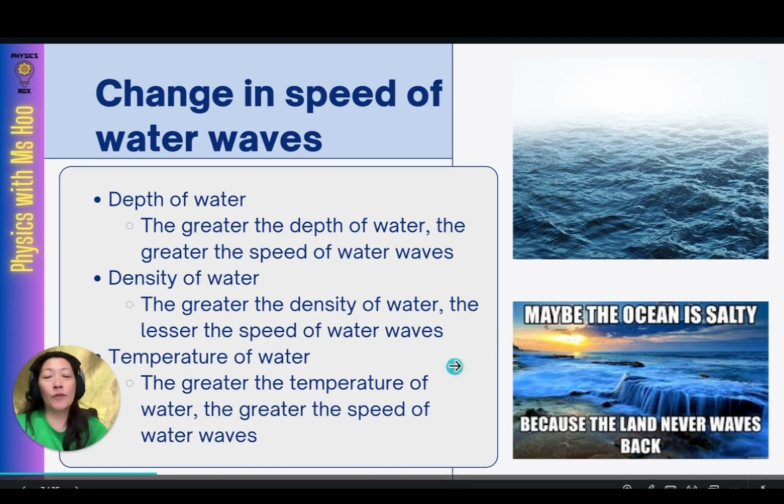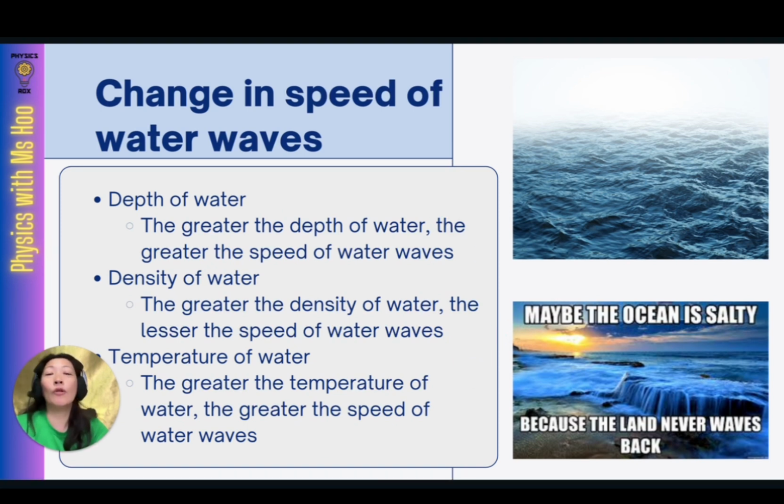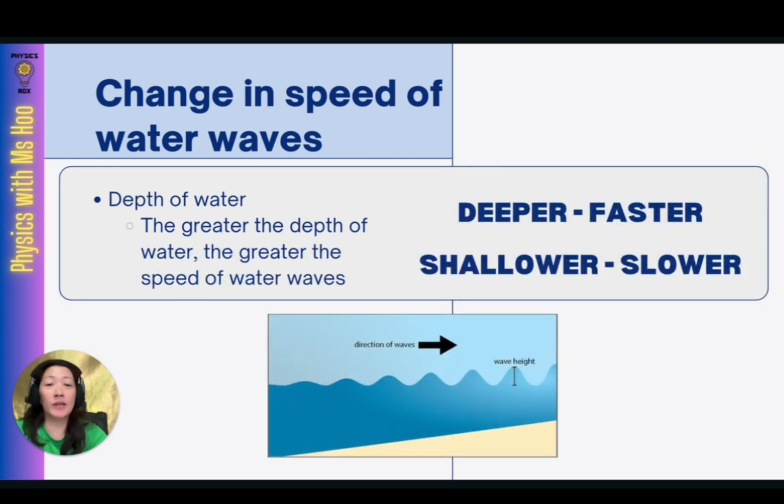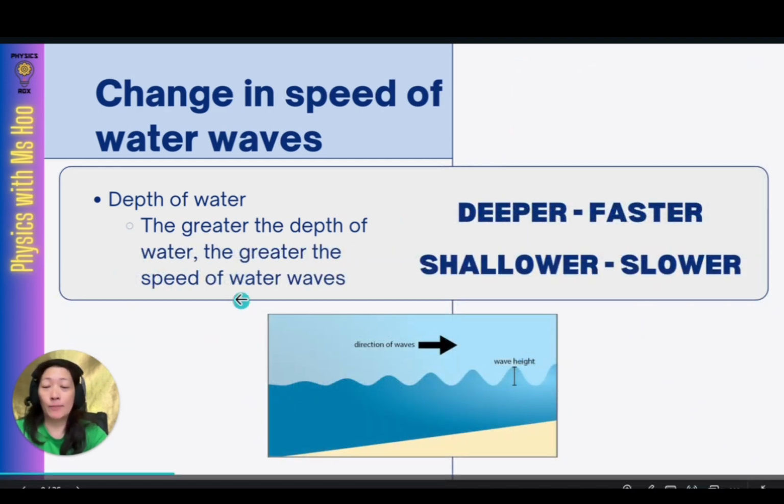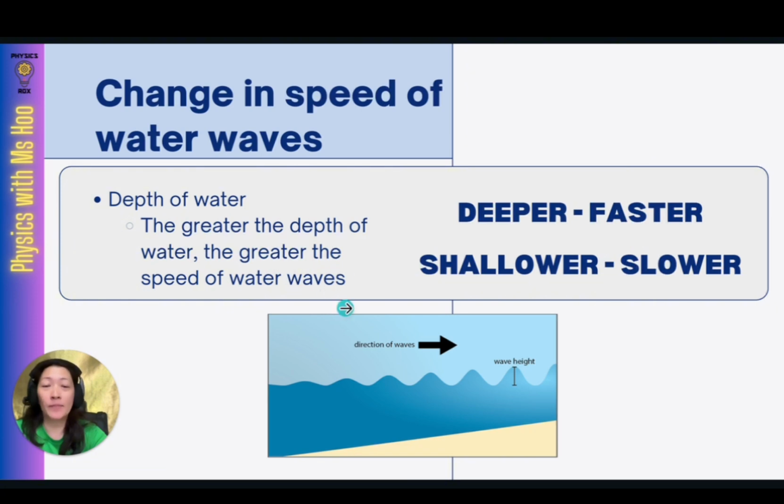Now, although I've put 3 factors here, actually, when it comes to your syllabus, you only need to focus on depth of water. So let's go into more detail about how the depth of water can change the speed of water waves. As mentioned, the greater the depth of water, the greater the speed of water waves. So keep this in mind. When it's deeper, the water waves are faster. When it's shallower, the water waves are slower.